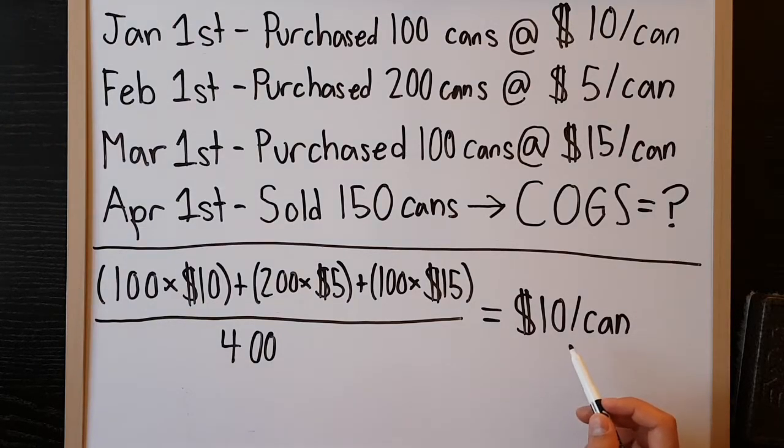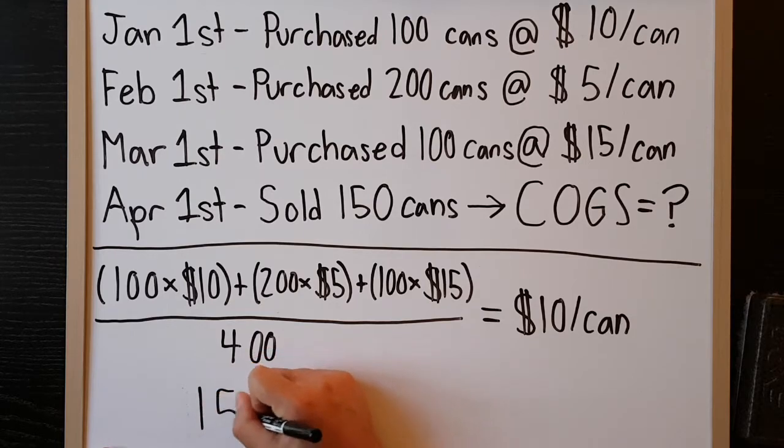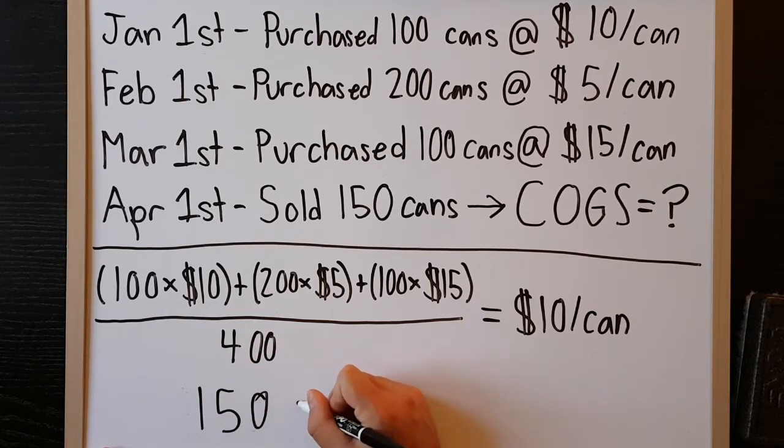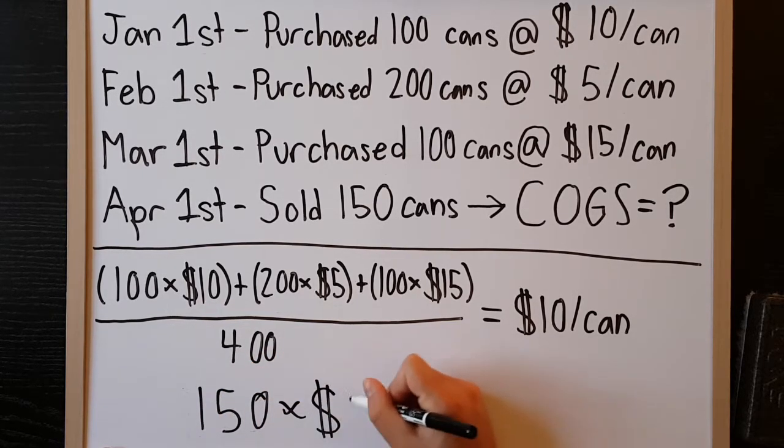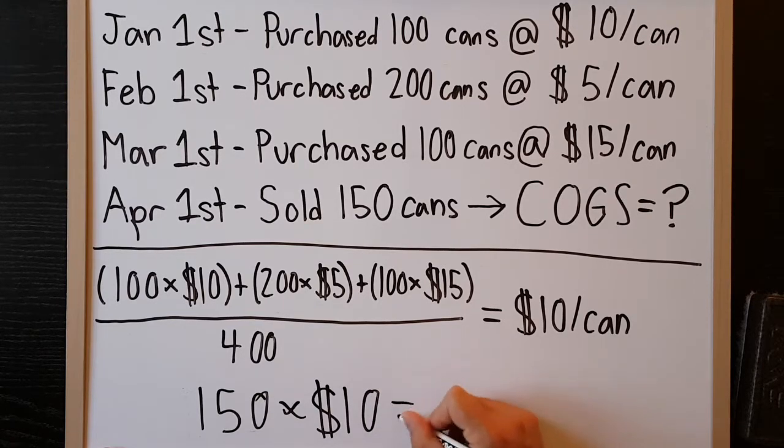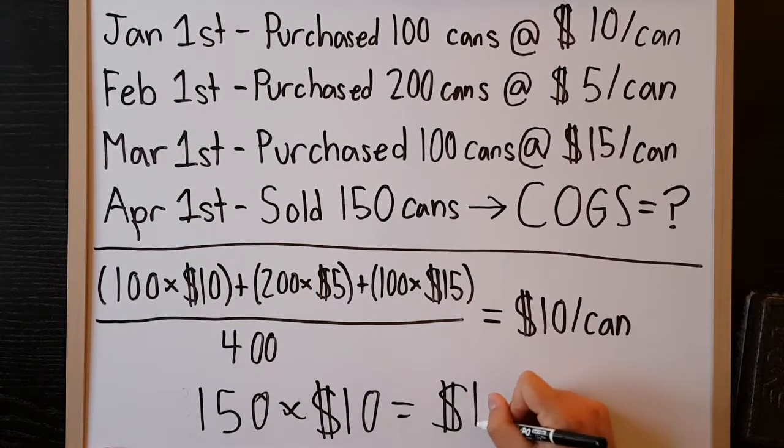We then apply this average number to the number of cans sold. So in this case, on April 1st, they sold 150 cans. So if we're costing that at $10 per can, that gives us a cost of goods sold of $1,500 total.